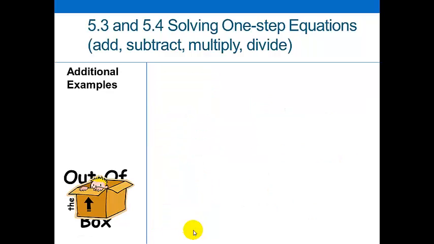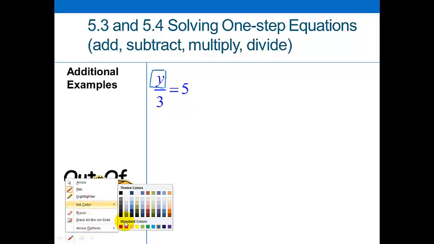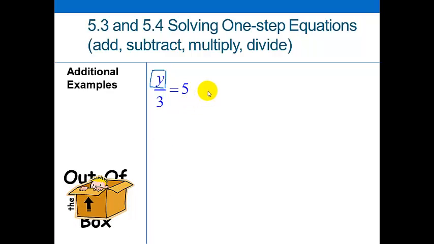Okay. Now we're doing multiplication and addition. So let's take a look at this. This y is being divided by 3. So to undo division, you need to multiply. I'm going to change the color so you can see. I need to multiply by 3, and I need to multiply this side by 3. I'm just going to rewrite it over here so you can see it a little bit better. y divided by 3, and then 5 times 3.